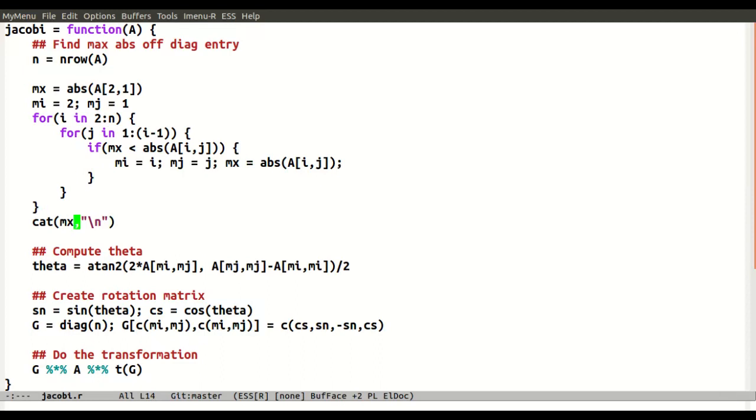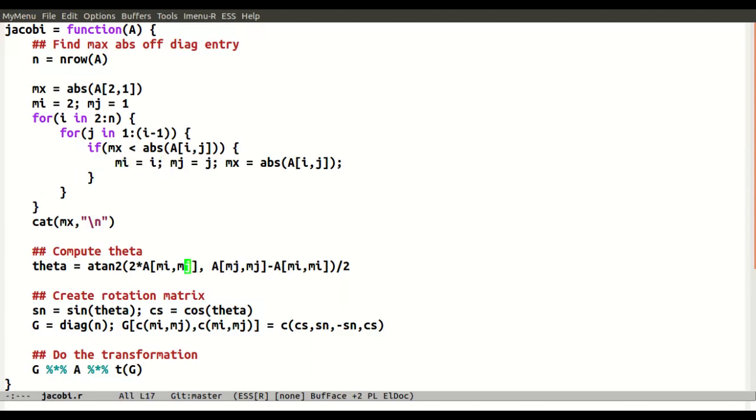Since we need to use this in order to check whether we have run enough iterations or not, I am printing it, cat mx with a new line. So that is the computation of the maximum. Now we compute theta. So the minimum occurs at mi row and mj column.